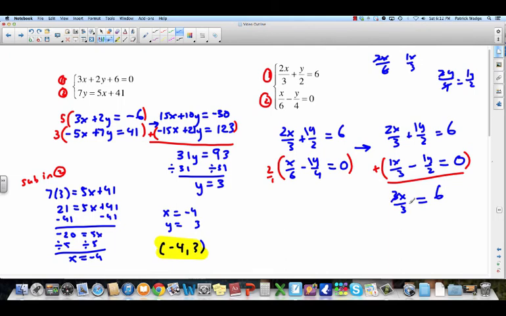3 over 3, we can cancel those. All we're left with is x equals 6. We figured out what x is. Nice. Now it's time to substitute. Let's substitute into the second one.